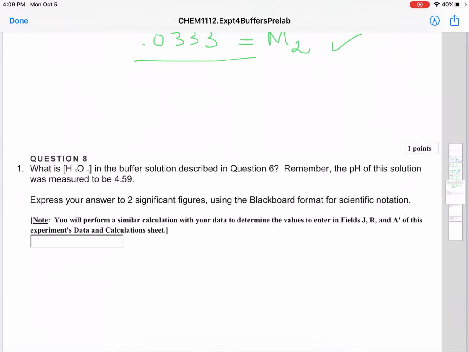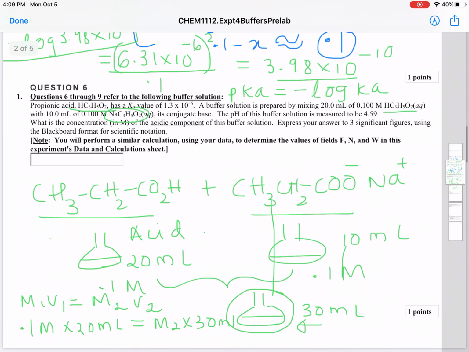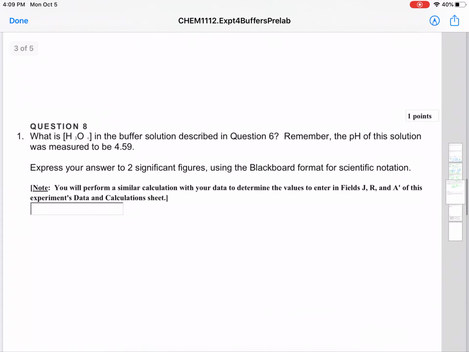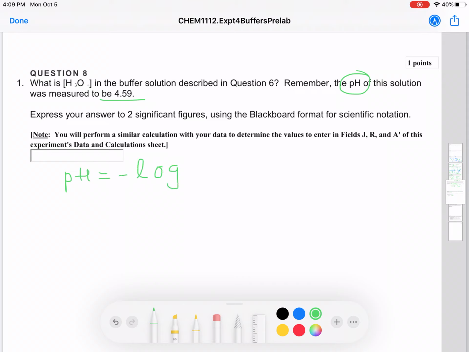And then the next question, what is the hydronium ion concentration in the buffer solution described in question 6? Remember, the pH of the solution was measured to be 4.59. So the question where it began says the pH of this buffer solution is measured to be 4.59. Now we need to find out the hydronium ion concentration. So pH 4.59, how do you find the hydronium? You know how to find it. pH equals negative log of hydronium ion concentration. So then the hydronium ion concentration would be the antilog of negative 4.59.